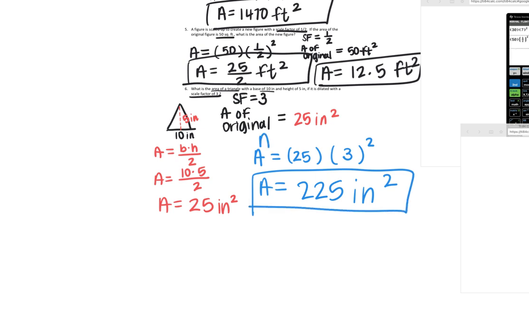Okay, so I'm just going to write a reminder here at the top. Remember that it's the original area first, then it's the scale factor that's being squared. So make sure you're using the correct formula for that one.